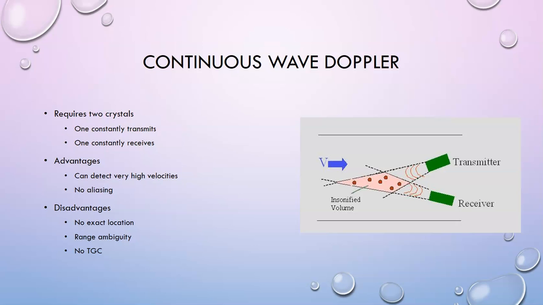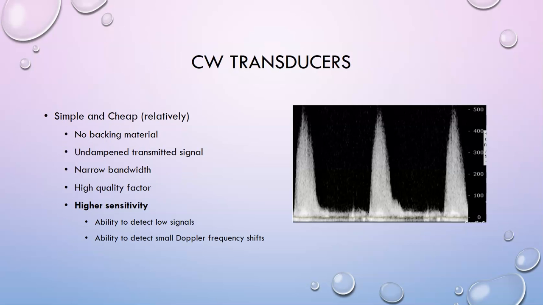Because of the range ambiguity, we can't make pictures with continuous waves. So there's no imaging that's done with it. And there's also no time gain compensation. Now, the advantage is that it detects high velocities, with no aliasing, but it's also very sensitive. So we can use very, very low signals. Our continuous wave transducers are very cheap, easy to make, very inexpensive. They have no backing material. They have a very narrow bandwidth, which is good for Doppler. It would be horrible for imaging. And they have high sensitivity. So they're able to detect very low signals and very small frequency shifts.